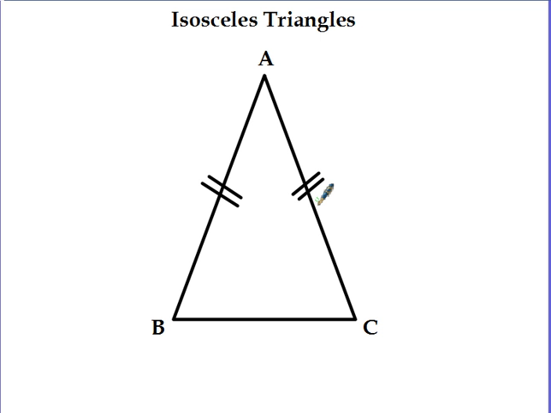So the two sides that are equal, we call those legs. And the third side is called the base. Now realize that base does not mean bottom. So don't just assume that the bottom is the base. It's the side that is not equal to the other two. So these are our legs, this is our base.